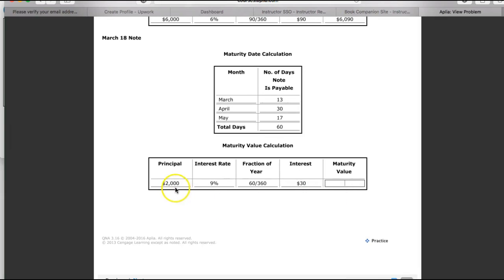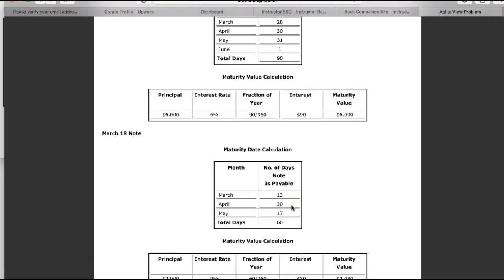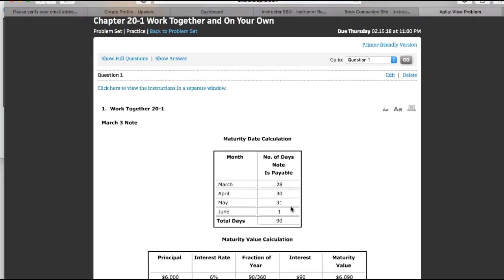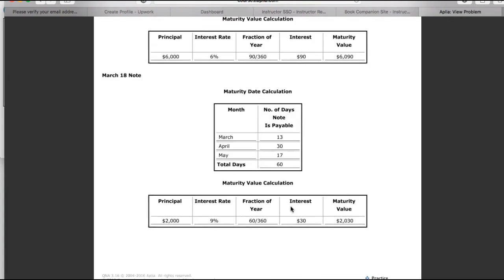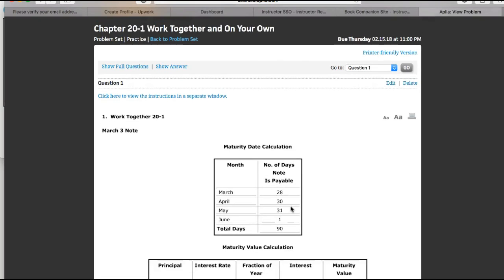Maturity value is principal plus interest, so that's going to be $2,030. Okay, so that's how you do that. I want you guys to go ahead and do 20-1 on your own and the 20-1 application.